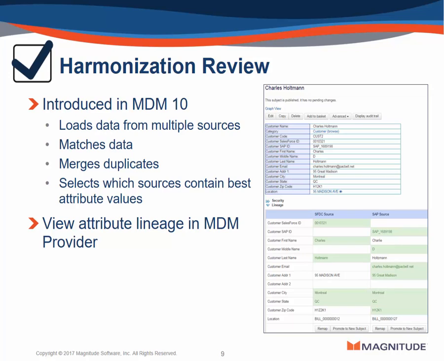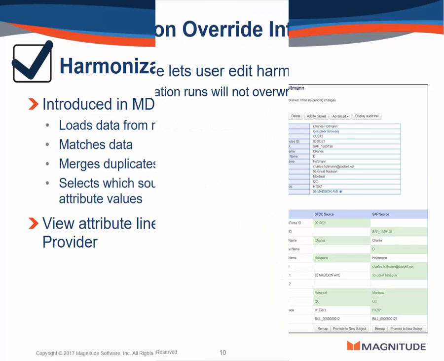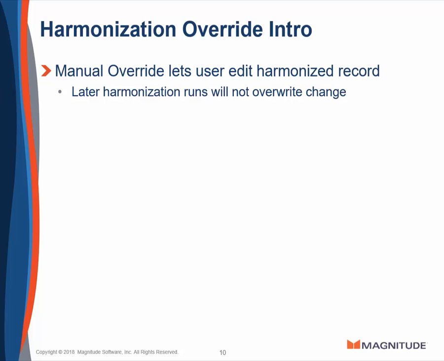Charles Holtman is an example subject. You can see that his first and last names came from the SFDC source, but his middle initial, email address, address line 1, and zip code came from the SAP source. City and state were the same in both sources, so they're both highlighted. But there are times when a data steward needs to edit a harmonized record and doesn't want future harmonization runs to overwrite the changes. That's what the manual override feature allows.